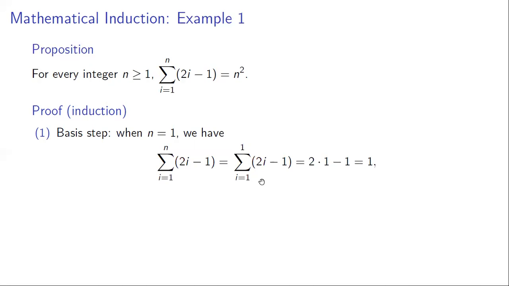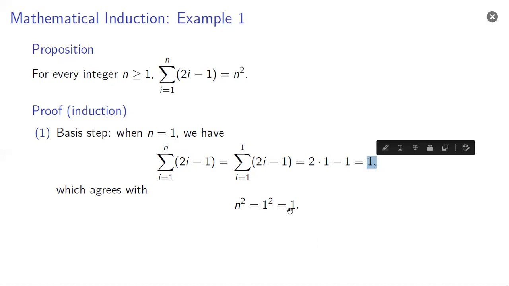Okay. And now we have to check that it is in fact equal to n squared, right? What we were doing until now was just this. But we have to check, is the proposition true for n equal to 1? In other words, does this align with n squared? Well, let's see. It does. It agrees with n squared, because n squared is, in this case, 1 squared, which is equal to 1. So we have this 1 is equal to this 1. So that's great. Okay, so that's the end of the basis step.